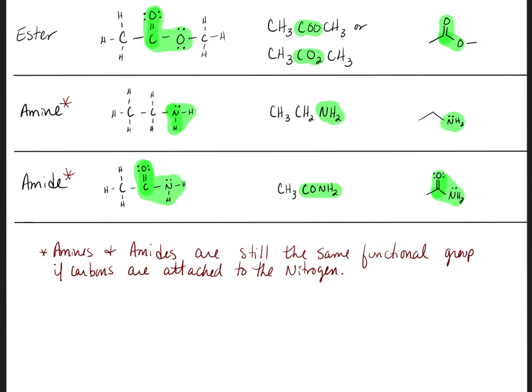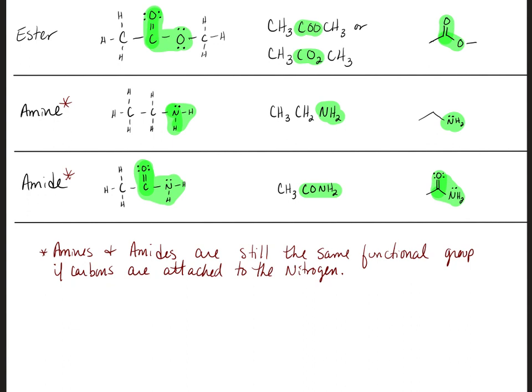Next, we have ethers. Now, ethers are like alcohols, except the oxygen that's involved is connected to two different carbons. It doesn't matter what's over there. But it's not an O with an H on it. It's an O in the middle of a chain. And so that's what makes it different.